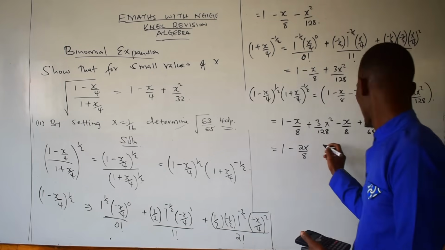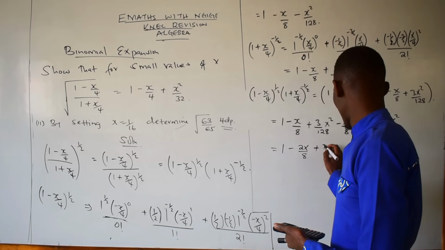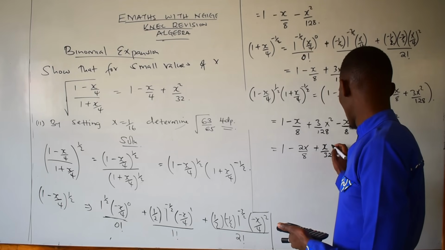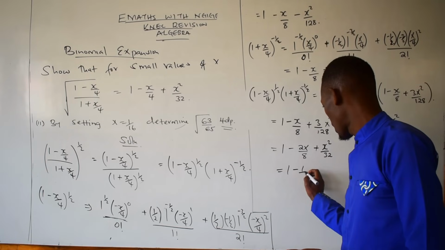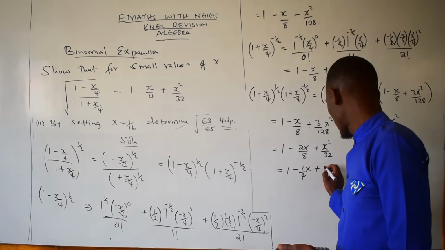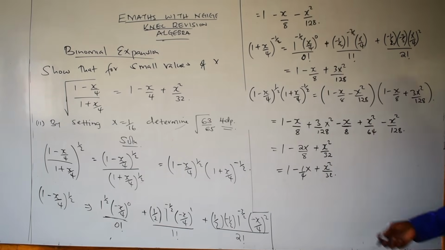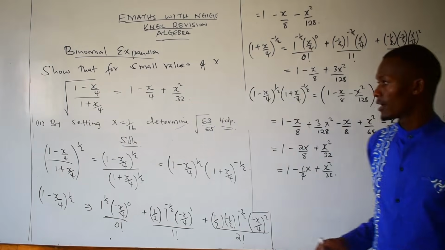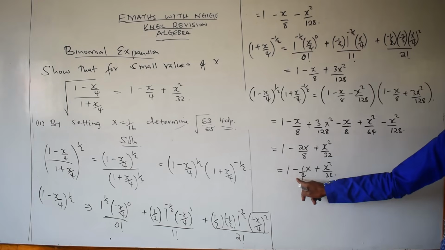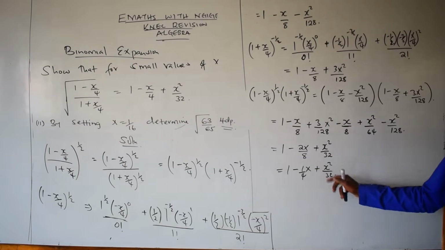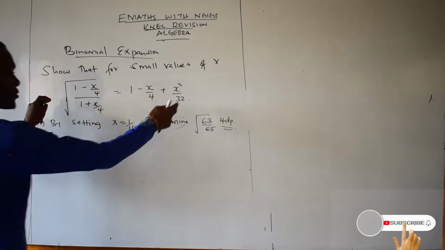So therefore, we have minus 1 over 4x plus x squared over 32. And therefore, we have proven that indeed the expansion for this expression is just given by 1 minus x over 4 plus x squared over 32. So this part was on proving.